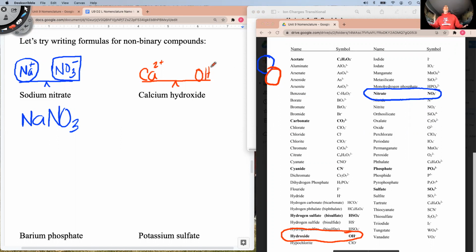All right, kids, we're at 20 minutes right now. Hydroxide has a -1 charge. Do those charges balance out? A +2 with a -1, do they cancel perfectly?